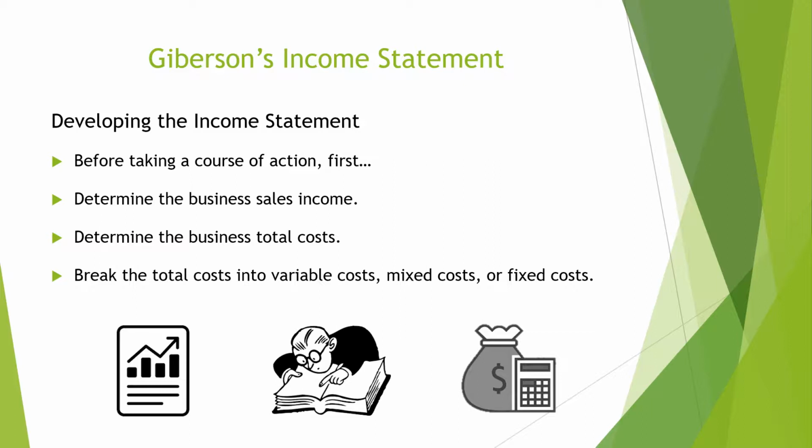Hello all. Now we're going to be developing the income statement for Mr. Giberson's Glass Studio. Before making suggestions to Mr. Giberson, we must determine the business total sales income and total cost. With the list provided, we will break down those costs into variable cost, mixed cost, and fixed cost. Because we are given monthly average data and not month-on-month cost, we can't see the variation in the cost to determine if the costs are mixed or fixed cost. So therefore we went with our intuition and most probable types of costs.